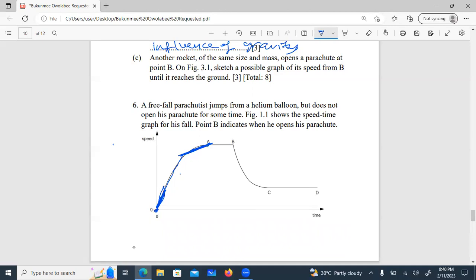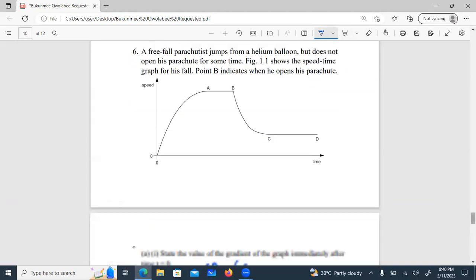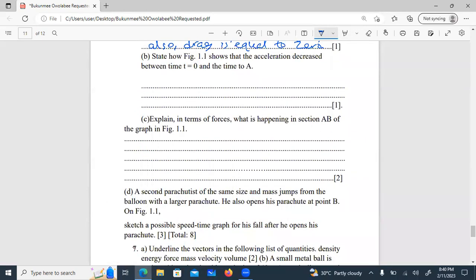Good. And at this point, the acceleration has become 0 completely. That's what this flat line means. So the fact that the curve is in a clockwise direction shows that acceleration continually reduces from 0 up to A. Then after A, the object travels at a constant speed, and that's what this horizontal line depicts. So let's go and fill our answer there.